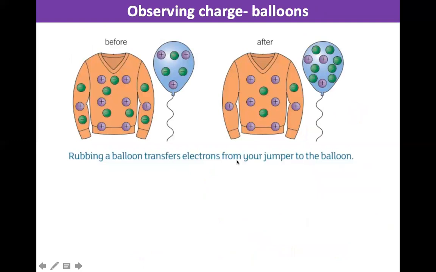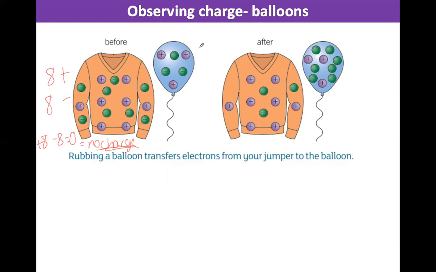If we have a look at this example of a balloon and a jumper, in the beginning a normal jumper and a normal balloon are going to have the same number of protons and electrons, so the same number of positives and the same number of negatives. Let's count this together to make sure. How many positives are there? 1, 2, 3, 4, 5, 6, 7, 8. So we have 8 positives. And how many negatives do we have in the jumper? 1, 2, 3, 4, 5, 6, 7, 8. So 8 minuses. And if you remember in maths, positive 8 minus 8 is 0. And because it's 0, it has no charge. So the jumper has no charge.